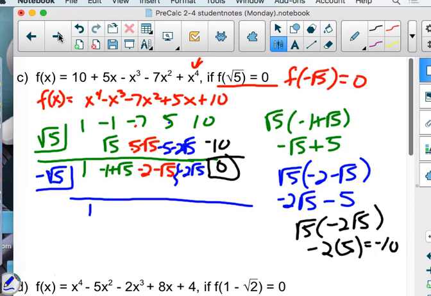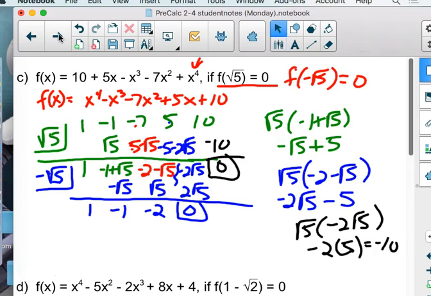Bring the 1 down, multiply by negative square root of 5, and you notice, hey, the square roots of 5 are going to drop out. So -1 times negative square root of 5 is a positive square root of 5. Well, now those square roots of 5 will drop out, and I'll get -2. -2 times negative square root of 5 is 2 square roots of 5, and that gets me a 0, which is great. I mean, I just verified that I have my f of square root of 5 equaling 0 and my f of negative square root of 5 equaling 0.